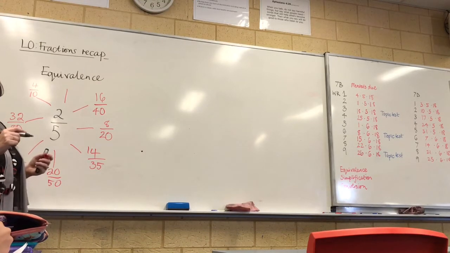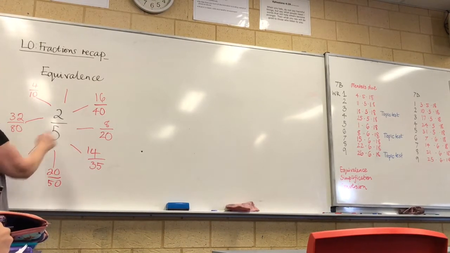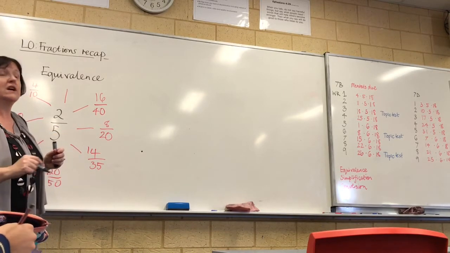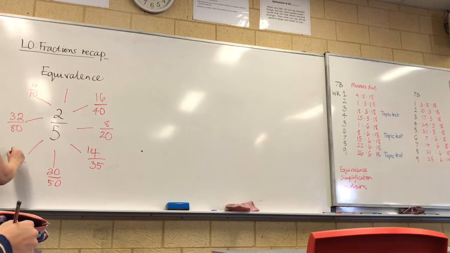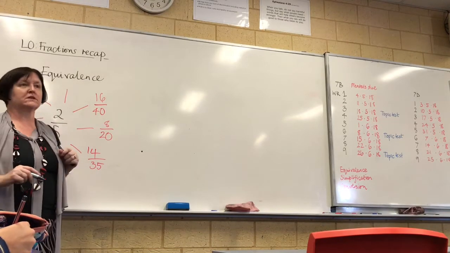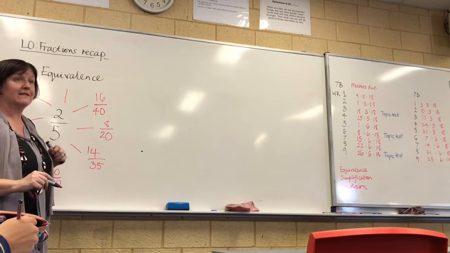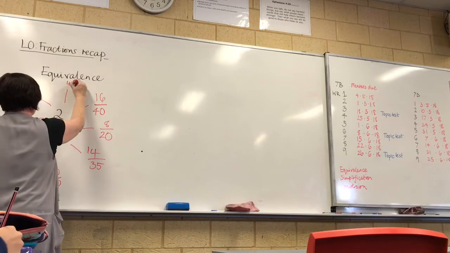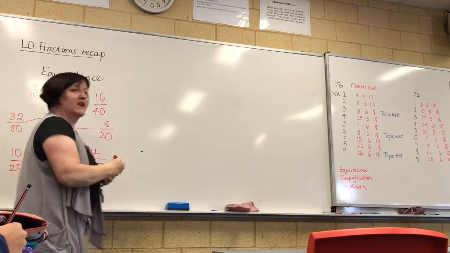One more then. 8 over 20. We've got that one already, yeah. But it's right. 10 over 25. 10 over 25. Well done. And then just one more. 40 over 100. 40 over 100. Well done. You've linked it to the decimals, haven't you?